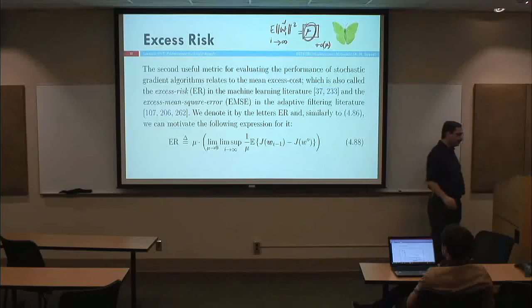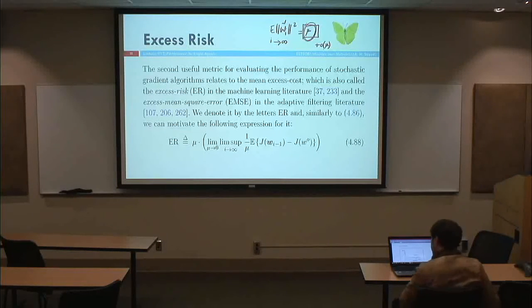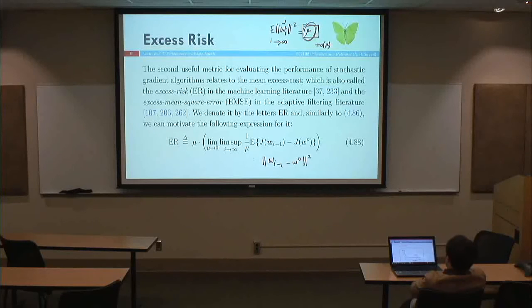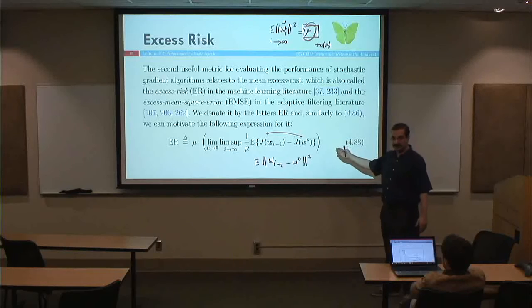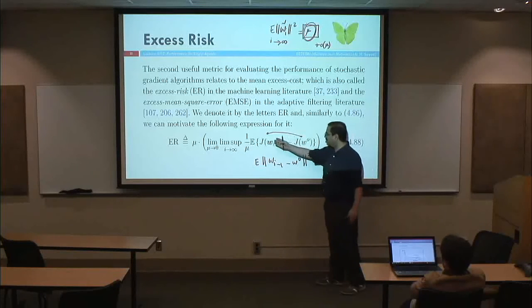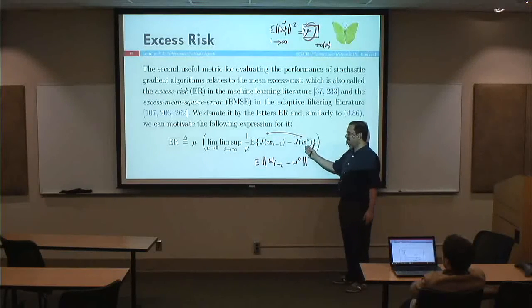Likewise, I can define another measure. Rather than measuring the difference between the estimate and where you want it to be, the mean square error difference, you can measure how far the cost function itself is from the minimum cost. For example, when you study learning algorithms, that's what we are interested in. You are interested in knowing how close the risk gets to the best value it can get to, right?